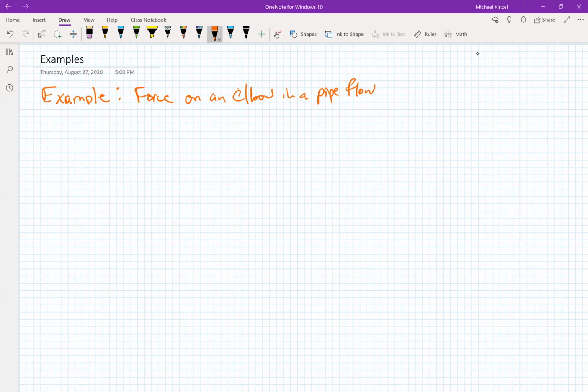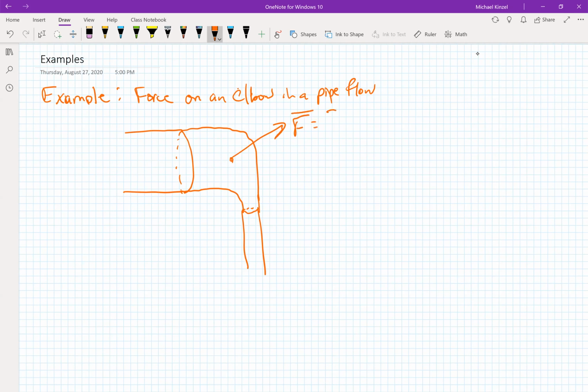So what happens here is you have, for example, one pipe, and at some point in that pipe you hit an elbow. Let me try to draw a little clearer. So we have a flow in a pipe, and you hit an elbow, and it turns the flow down, and it necks down to a smaller pipe. So what we're asking is, what is the force on the elbow?